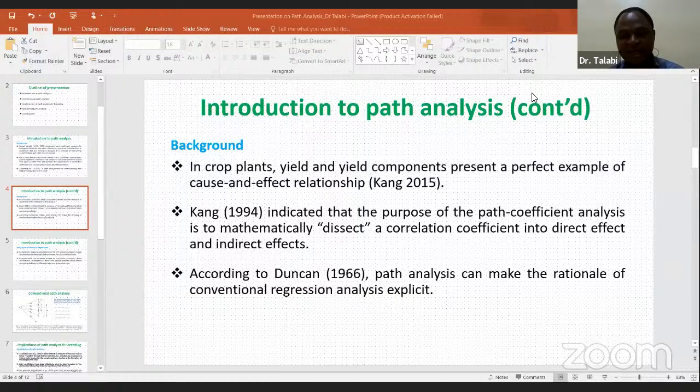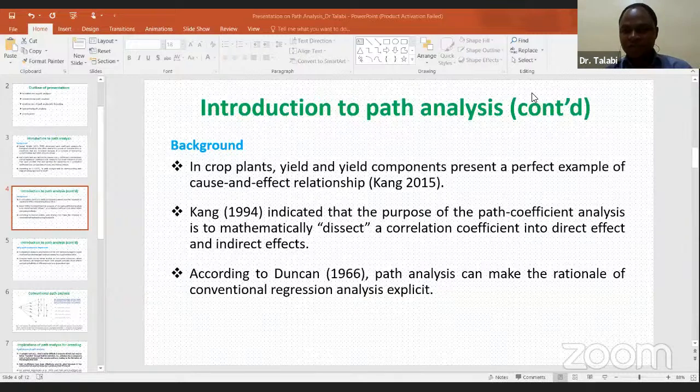Okay, and then Kang in 1994 also explained that the purpose of the path coefficient is to help you dissect the correlation coefficient into direct and indirect effects. Like I said earlier, when you have a correlation between trait A and trait B, there might be some other traits like traits C, D, and E that are having indirect effects. And that is what comes together to show you the correlation you are seeing. So with path analysis, you are able to effectively take out the indirect effects of those other traits. Then you are able to see exactly what trait A is contributing to the other trait that we are talking about here. Now, when I get to the diagram, I will explain a bit better.